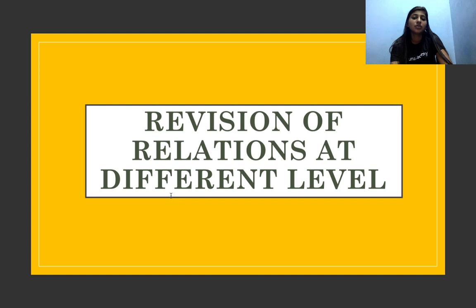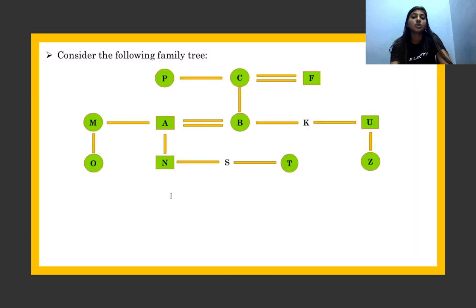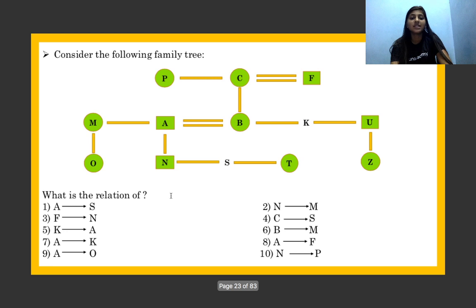Next, revision of relations at different levels. So here you can see there is a family tree that's given and these are the questions. So you can find the relation from A to S and S to A. Find it both ways. Or you can even add questions of your own here by picking two people and figuring out what is the relation between them.